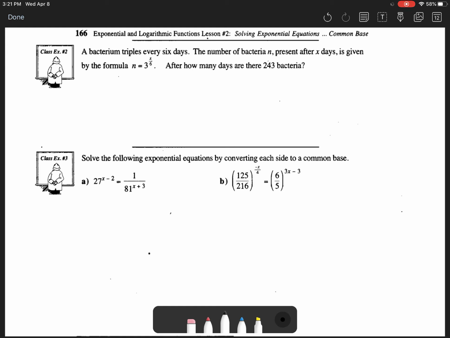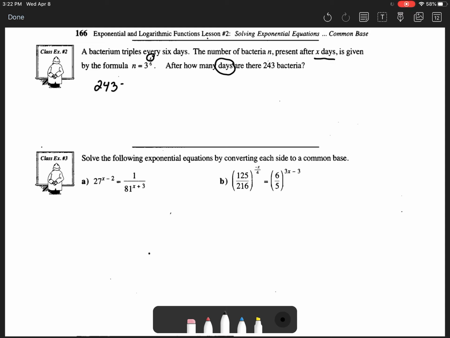Okay, let's go on to the second page, and we're just going to take a look at a word problem here, but the process is almost identical. So it says here, a bacterium triples every 6 days. The number of bacteria N after X days is given by the following formula. After how many days are there 243 bacteria? So they want to know how many days, and again, when you take a look at that equation that they've given you, X is the days. So you are after that variable right there in the equation.